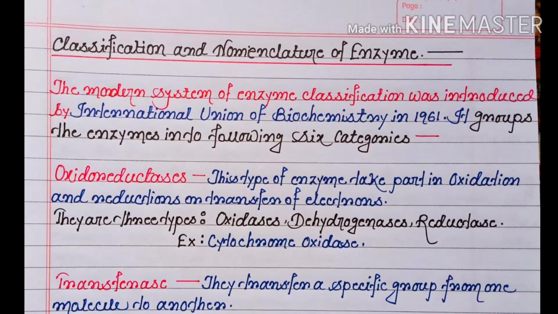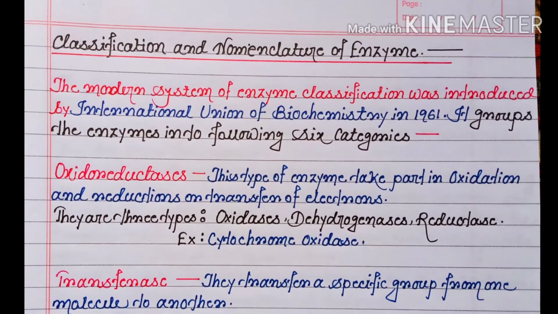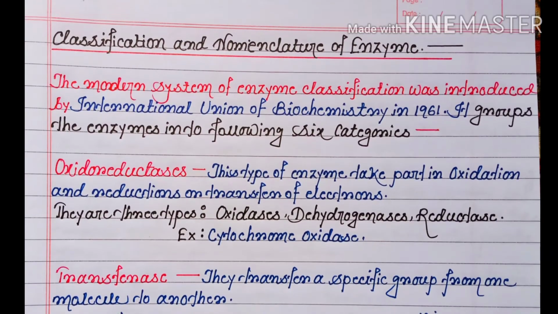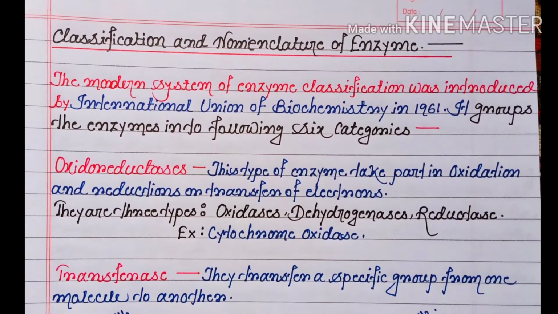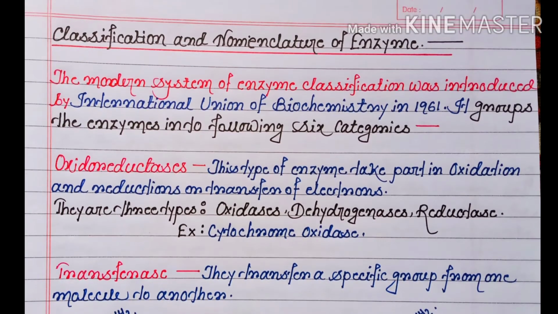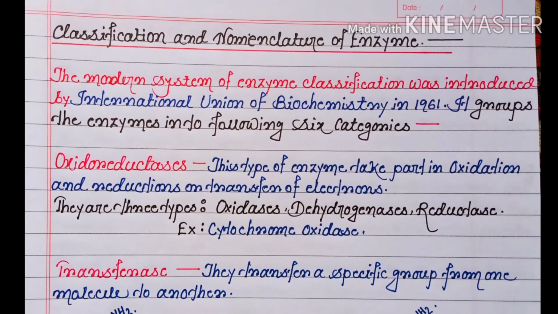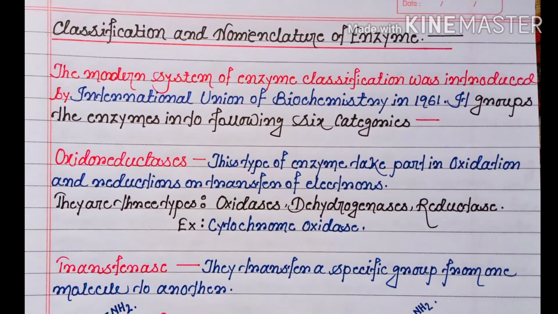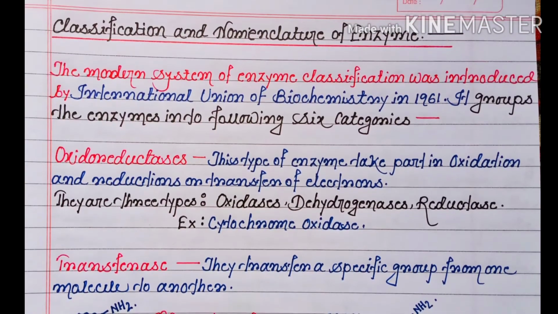The classifications and nomenclature of enzymes. The modern system of enzyme classification was introduced by the International Union of Biochemistry in 1961. It groups the enzymes into the following 6 categories.